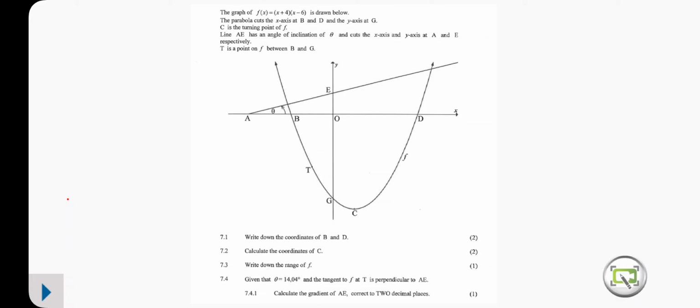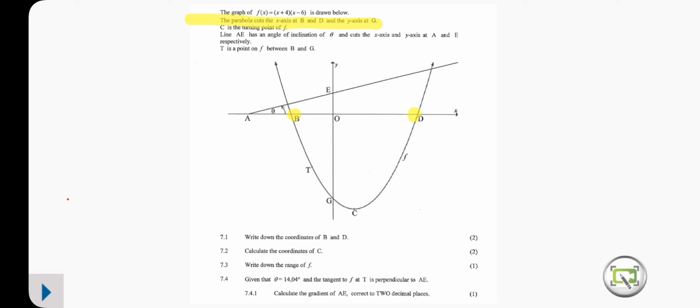Welcome back, function students. In this lesson, we are going to look at a few basic questions based on these two functions, the linear and the quadratic function. And this comes from a past paper. First question, but before we continue, they've given us f(x)'s formula there at the top. And in the first question, they ask us to write down the coordinates of B and D.